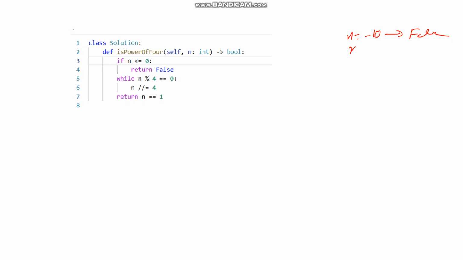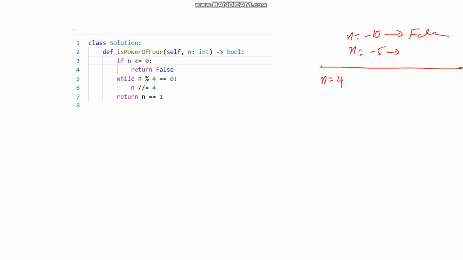If I give the n value as minus 5, minus 5 is less than or equal to 0. The condition is true, so it returns the false value. The false will be returned from this function.